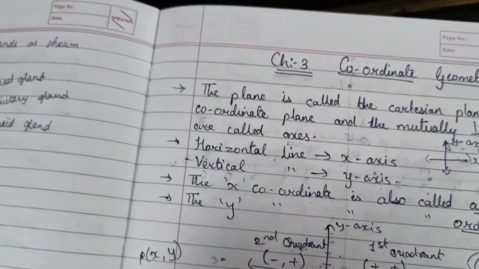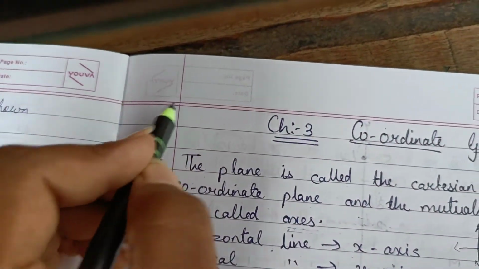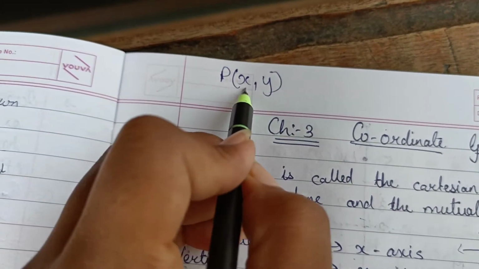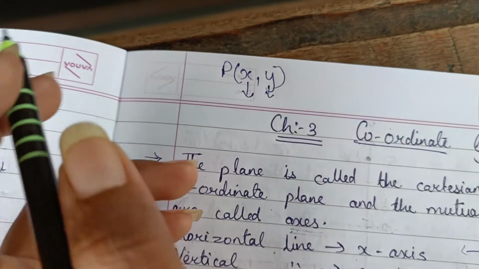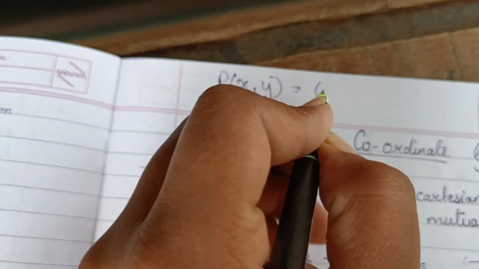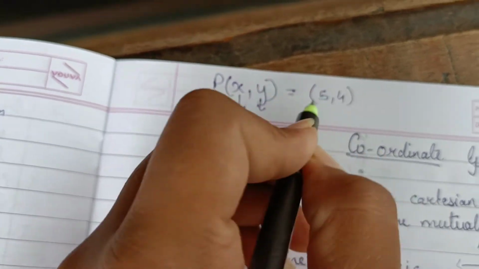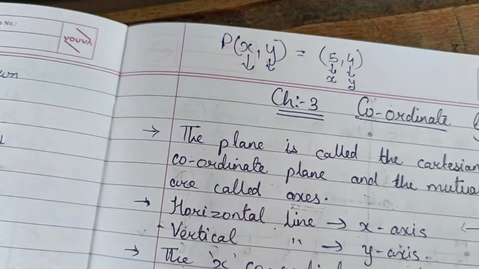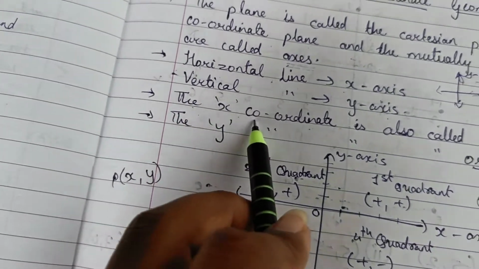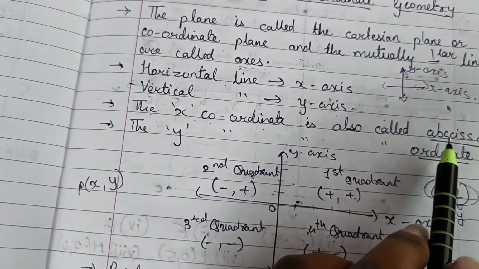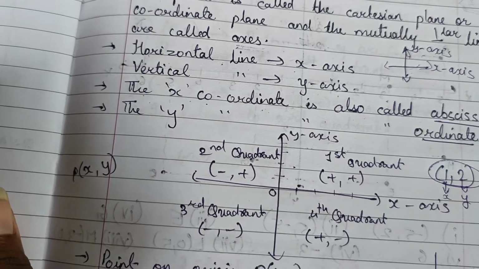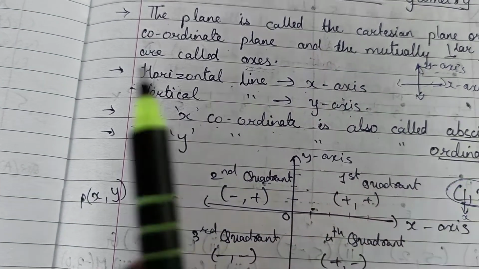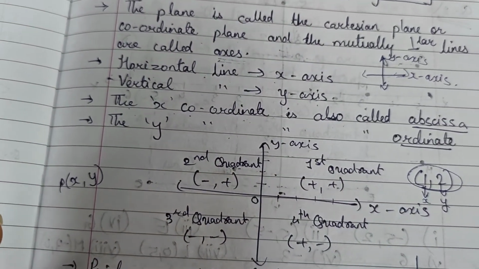This is your coordinate. You can denote it by P(x, y). First always x and second always y. Whatever your point will be, suppose your point is (5, 4), so on the x-axis you will take 5 and on the y-axis you will take 4. This way you have to do it. Now see, the x coordinate is also known as abscissa. You can say abscissa for the x coordinate. And the y coordinate is also known as ordinate. The y coordinate we can also say as ordinate.